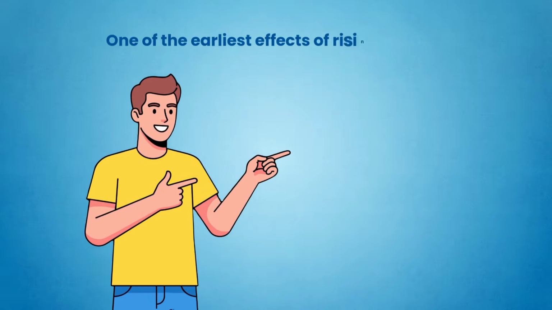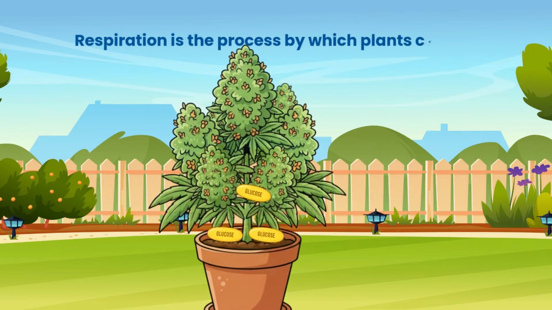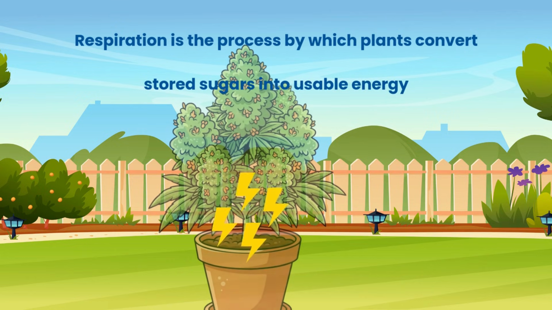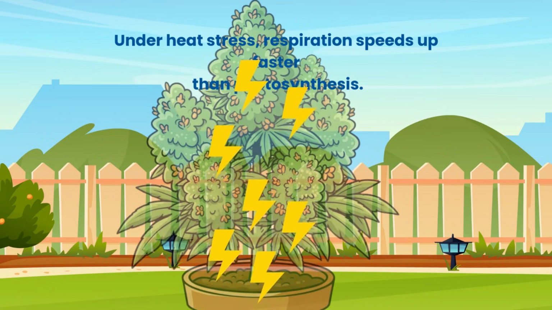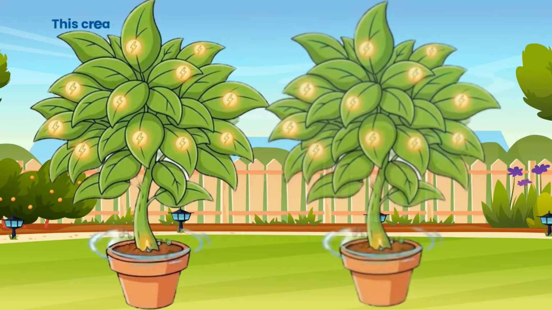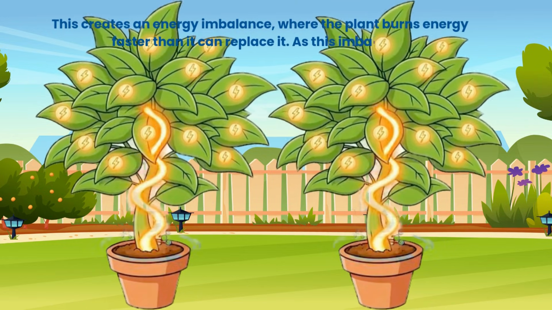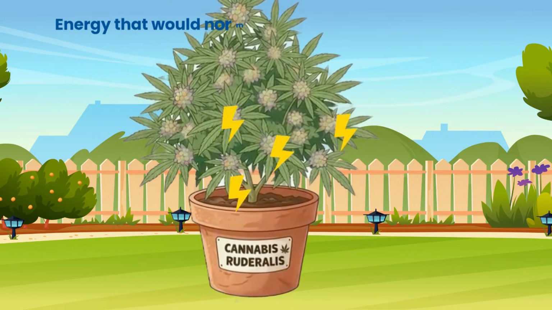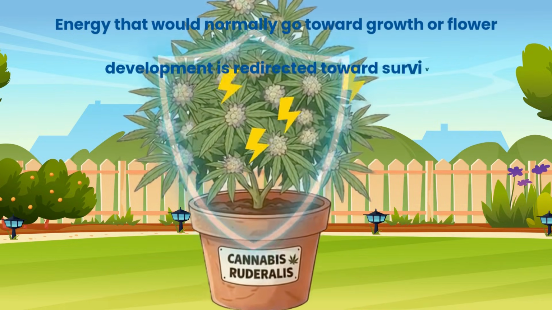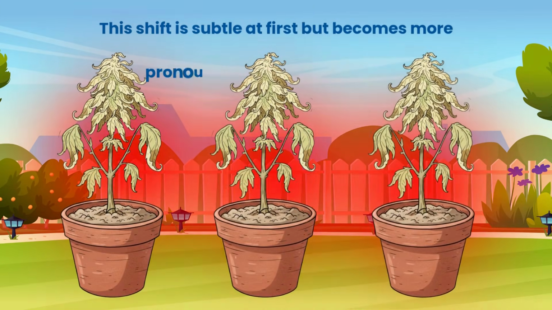One of the earliest effects of rising temperature is increased respiration. Respiration is the process by which plants convert stored sugars into usable energy. Under heat stress, respiration speeds up faster than photosynthesis. This creates an energy imbalance, where the plant burns energy faster than it can replace it. As this imbalance grows, the plant must make choices. Energy that would normally go toward growth or flower development is redirected toward survival. This shift is subtle at first, but becomes more pronounced as stress continues.